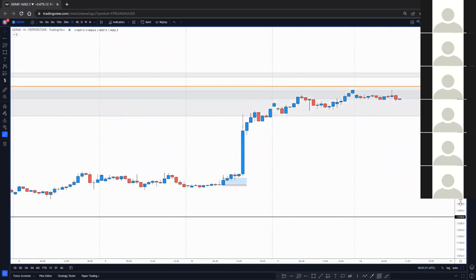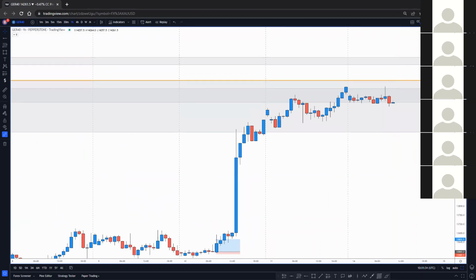On the 1 hour, we've had two daily gaps. So one gap and then the second gap. This was last Friday morning, so Thursday's close led a bullish gap. And then this morning was a bearish gap.